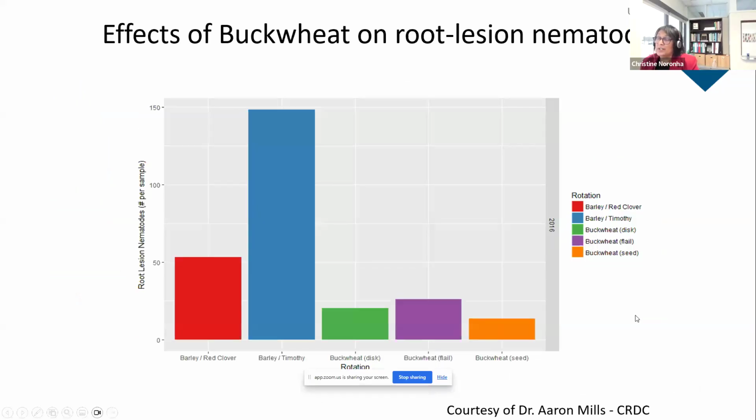We also looked at what other benefits there would be, and one of our scientists, Dr. Aaron Mills, found that it didn't matter if you disked buckwheat, flailed it, or even harvested it. It controlled the root lesion nematodes in the field. So that was really exciting to us.